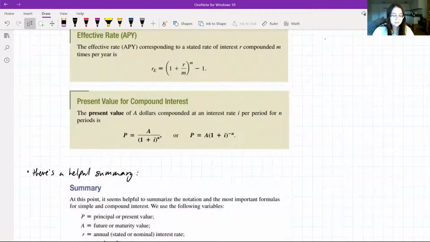Then we have our present value for compound interest. So a present value for $A compounding at an interest rate of I per period for n periods, it's going to be P is equal to A divided by 1 plus I to the power of n, or this is the exact same thing, it's just rewritten to have a negative exponent. We have P is equal to A times 1 plus I to the negative n power.